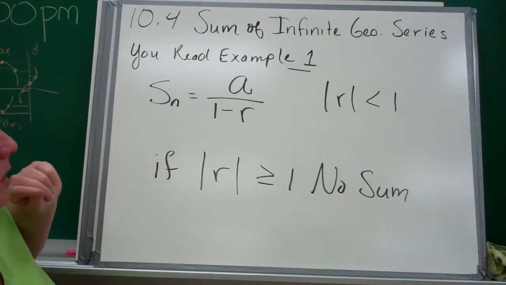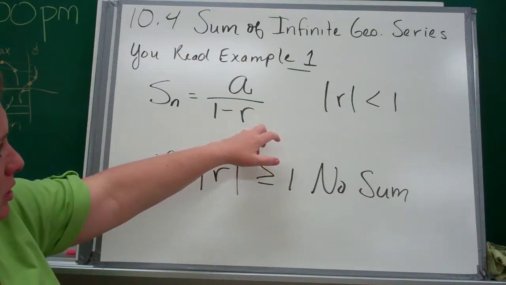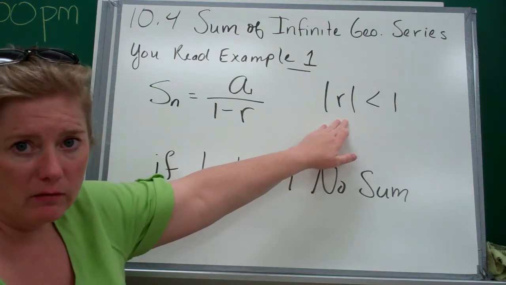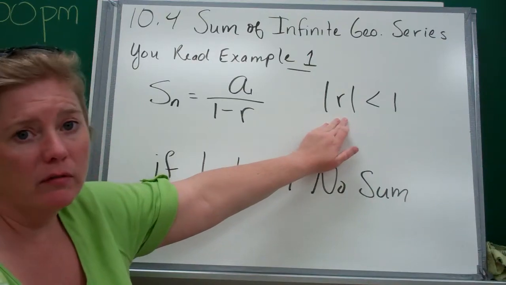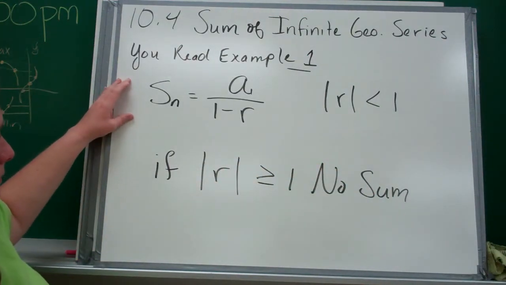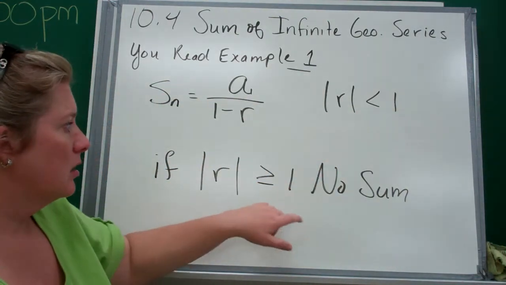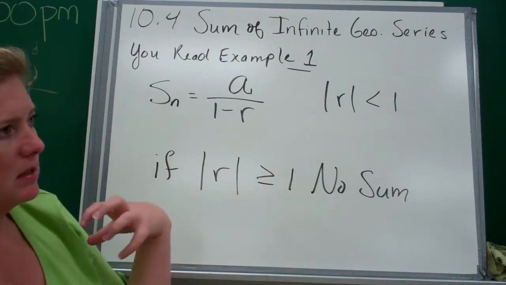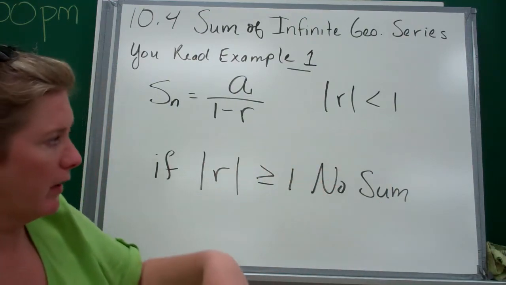For infinite geometric series, if the common ratio is between -1 and +1, non-inclusive, so the absolute value of that ratio is less than 1, then it has a sum. If the absolute value of the common ratio is greater than or equal to 1, there is no sum, because that means it's like an exponential growth. It's just getting bigger and bigger forever, fast.